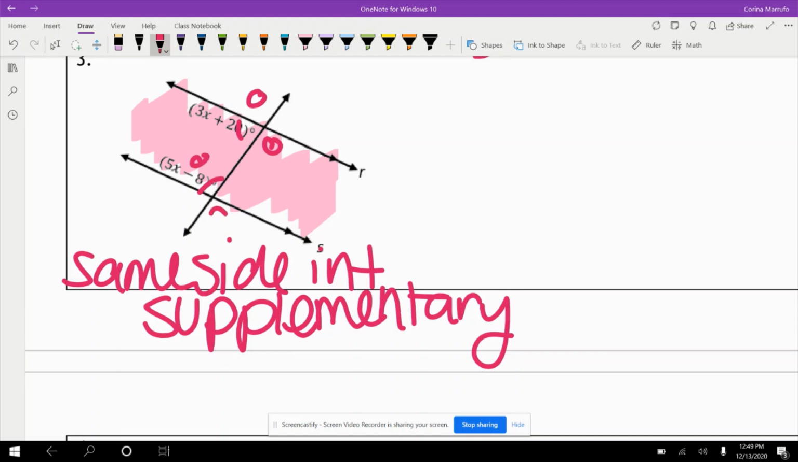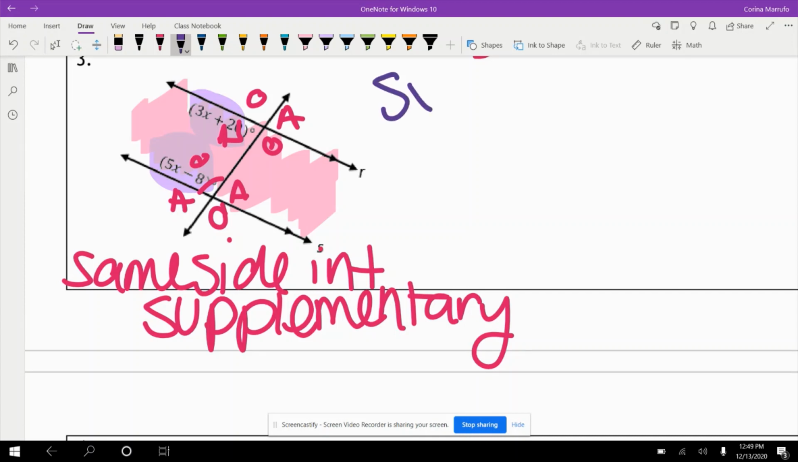Supplementary. Okay, if you're not sure, look, these are your obtuse angles. This one, this one, this one, and this one, and then these are acute angles. Acute, acute, acute, and acute. So when they give you an obtuse and an acute angle, they are not the same, they are supplementary. So that tells you we're going to set up the problem a little bit differently.